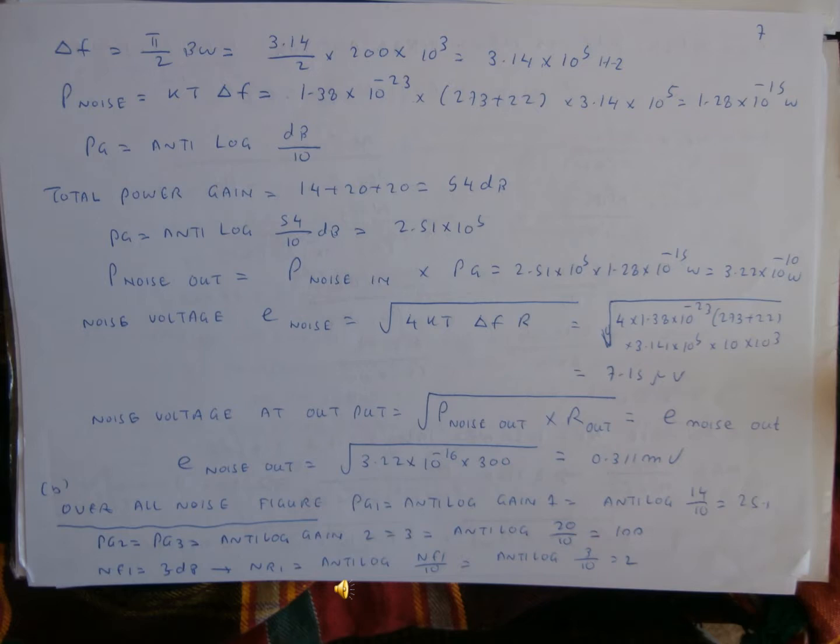So the PG is equal to the antilog of the dB value divided by 10. The total power gain can also be calculated, where all the gains have to be added. So 14 plus 20 plus 20, you get 54 dB. So the power gain PG is equal to the antilog of 54 by 10, and you get 2.51 multiplied by 10 power 5.